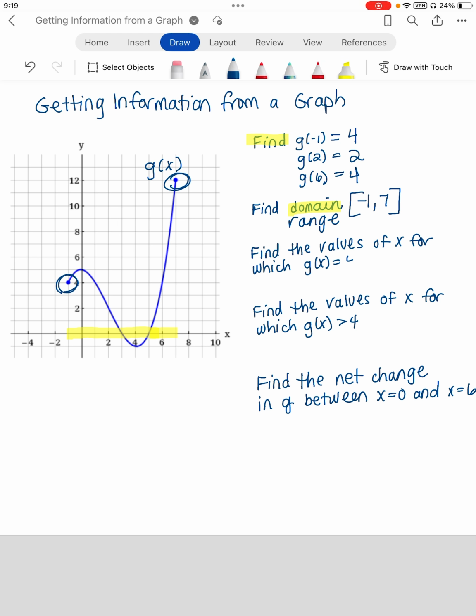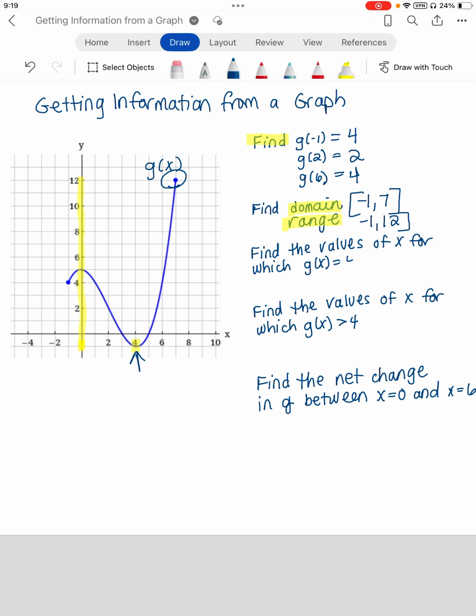Okay, now let's talk about the range. All right, my range is going to be all of the y values that are used to generate this graph. My lowest y value is -1, which is this point over here, right? So -1, I use all of the y values all the way up to 12. Now I have a closed circle here, which is going to allow me to do a bracket. Let's go ahead and put these in. -1, 12, and I can put a bracket on that 12. Most people are okay with that.